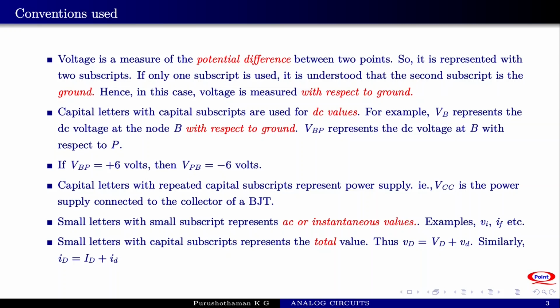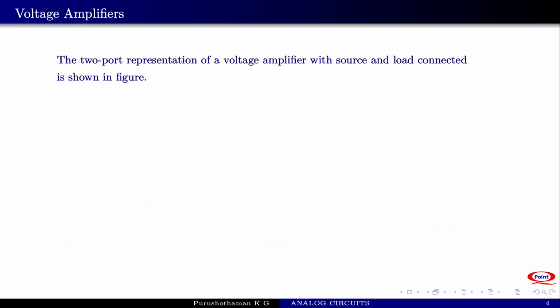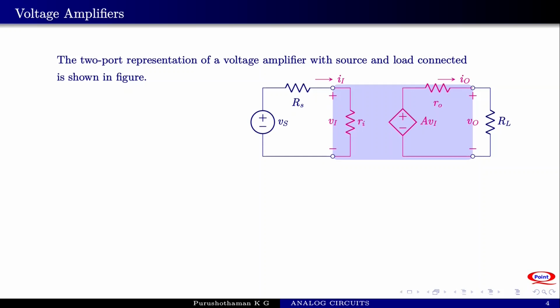So before we discuss operational amplifiers, since operational amplifiers are voltage amplifiers, let us review some concepts about voltage amplifiers. The two-port network representation of a voltage amplifier is shown in the figure. Here, the part of the figure in the shaded portion is the amplifier equivalent circuit and the other components are connected externally. We have a source with source resistance Rs and a load resistance RL connected to the output.